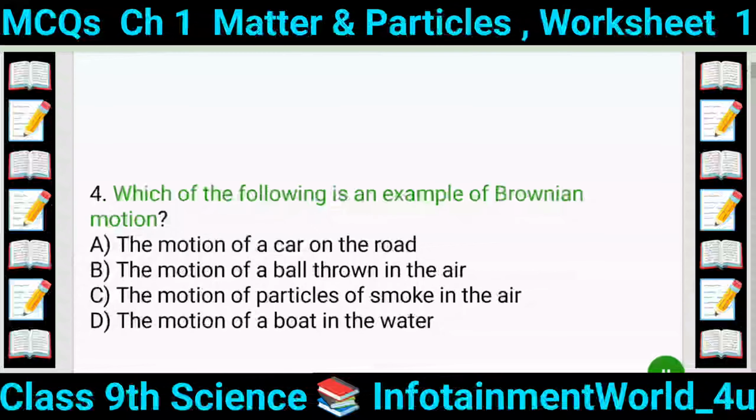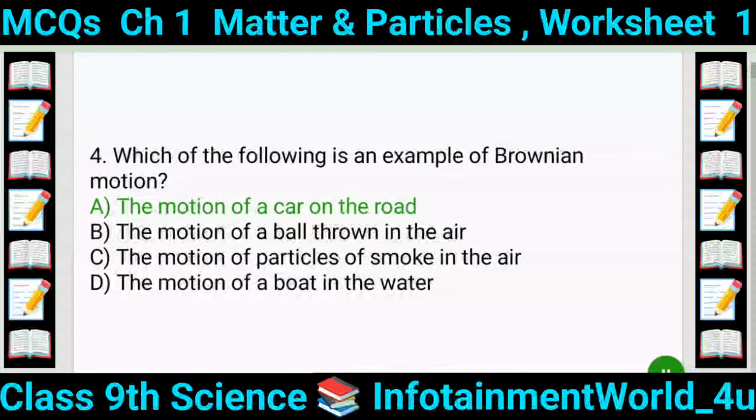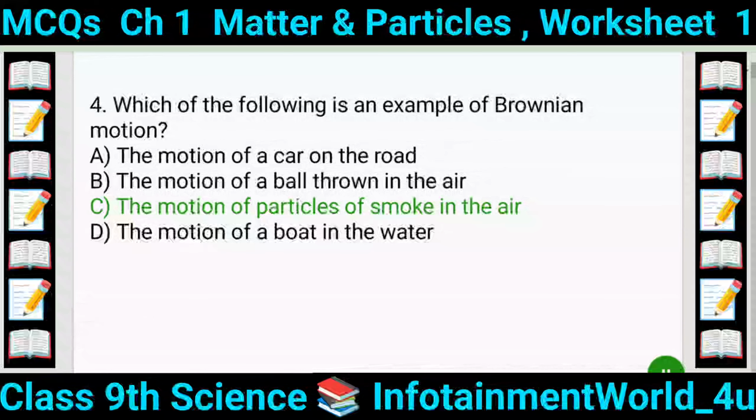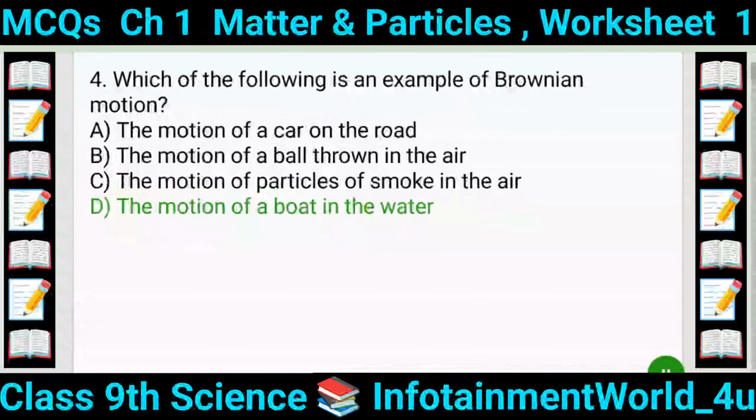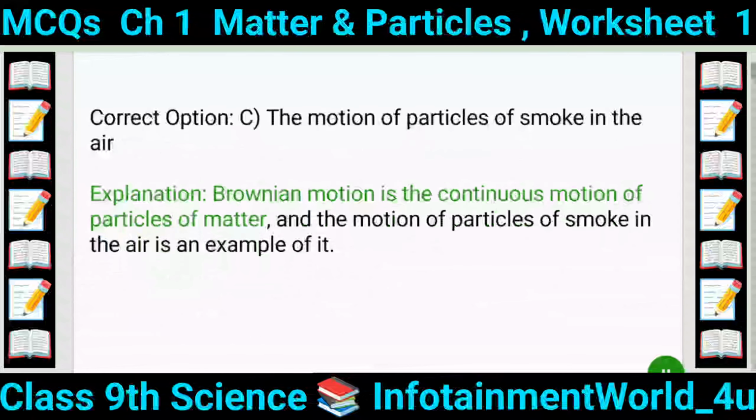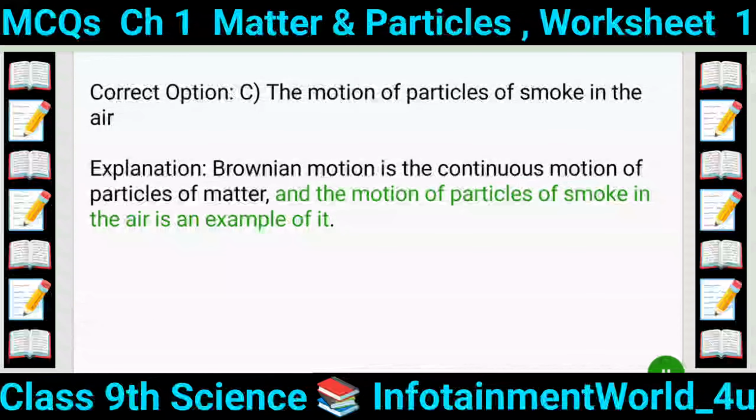4. Which of the following is an example of Brownian motion? A. The motion of a car on the road. B. The motion of a ball thrown in the air. C. The motion of particles of smoke in the air. D. The motion of a boat in the water. Correct option, C. The motion of particles of smoke in the air. Explanation. Brownian motion is the continuous motion of particles of matter, and the motion of particles of smoke in the air is an example of it.